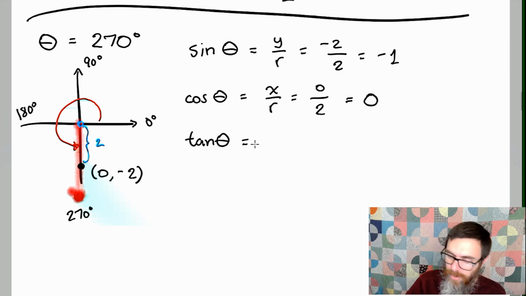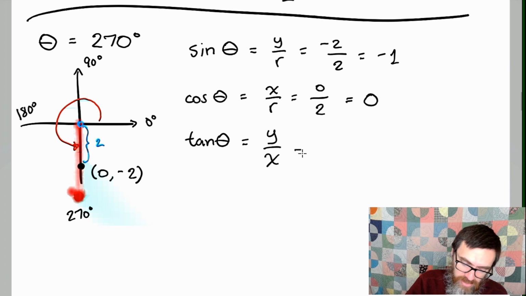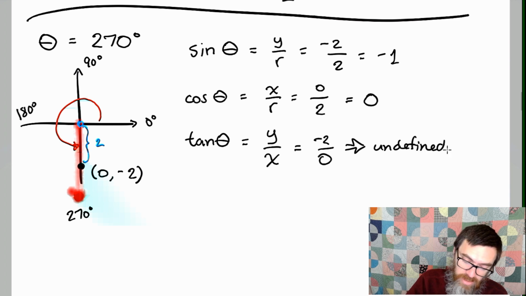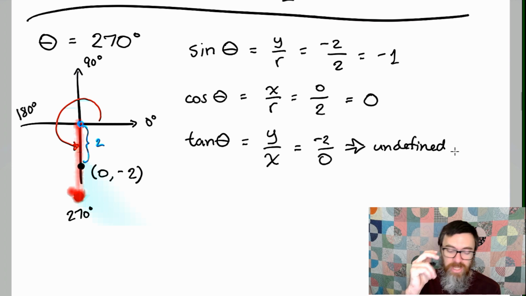Things are going to get a little bit weird though. Tangent is y over x. My y value is -2. My x value is 0. So that means that this guy is going to be undefined. So when we defined these guys before, we said sine and cosine, we shouldn't have any issues because r is always going to be something positive. But for tangent and the rest of these guys, you had to make sure that your denominator wouldn't become 0. And it is, so we're having an issue.